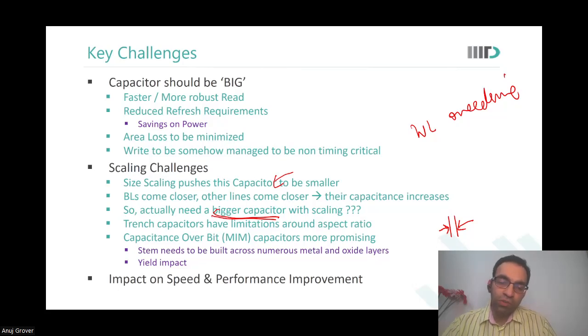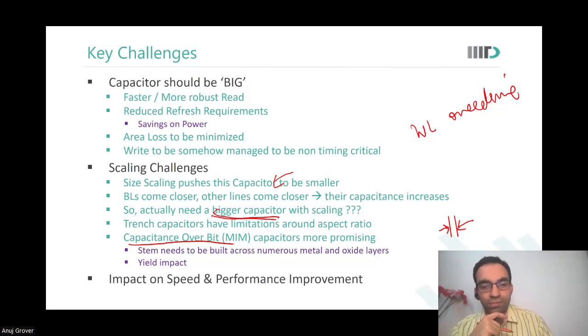When you try to reduce the area of the trench capacitors, the capacitance value reduces, but you want to increase the capacitance. So the metal capacitance, or the capacitance over bit, is more promising for advanced technologies.